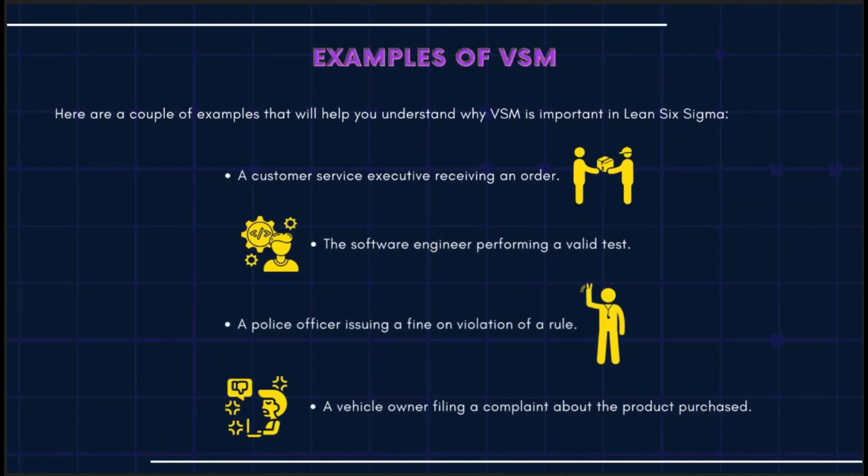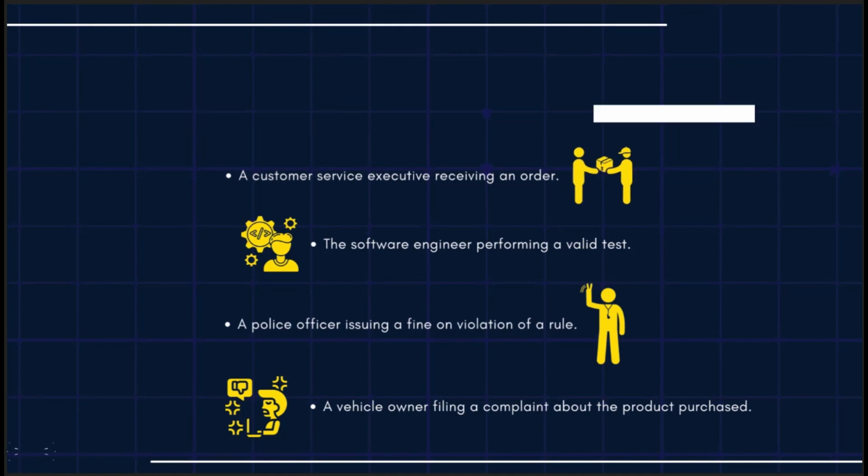Examples of value stream mapping. Here are a couple of examples that will help you understand why value stream mapping is important in Lean Six Sigma. A customer service executive receiving an order. A software engineer performing a validation test. A police officer issuing a fine on violation of a rule. A vehicle owner filing a complaint about the product purchased.